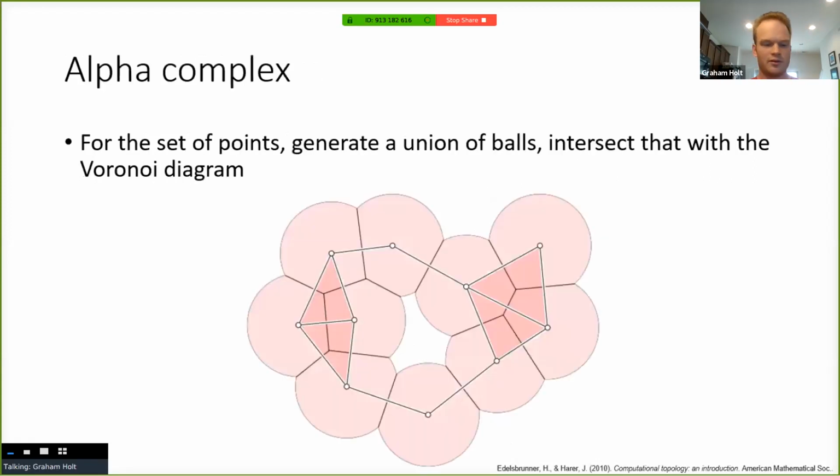And you'll have seen this term alpha complex in the papers. Essentially what you do is, for the set of points, you generate a union of balls centered on each point, and you pick a specific radius in order to do this, and you intersect that with the Voronoi diagram. And anytime you have an intersection, you fill in that complex. So an intersection of 2 balls would be a 2 simplex, intersection of 3 balls would be a 3 simplex, and if you have 4, it would be a... sorry, I'm off by one here. So intersection of 2 balls is a 1 simplex, intersection of 3 balls is a 2 simplex, and so on.